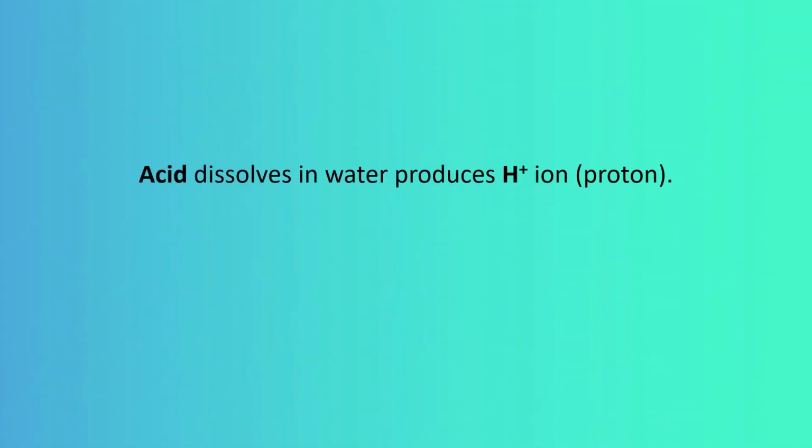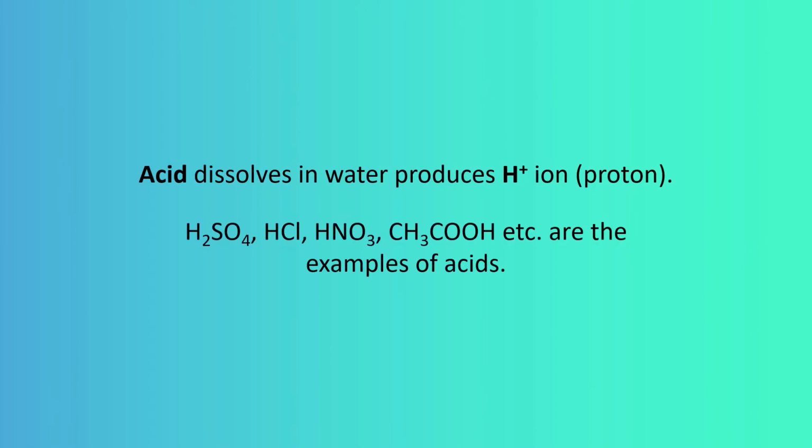Acid dissolves in water and produces hydrogen ions. This hydrogen ion is called a proton. Sulfuric acid, hydrochloric acid, nitric acid, ethanoic acid, etc. are examples of acids.